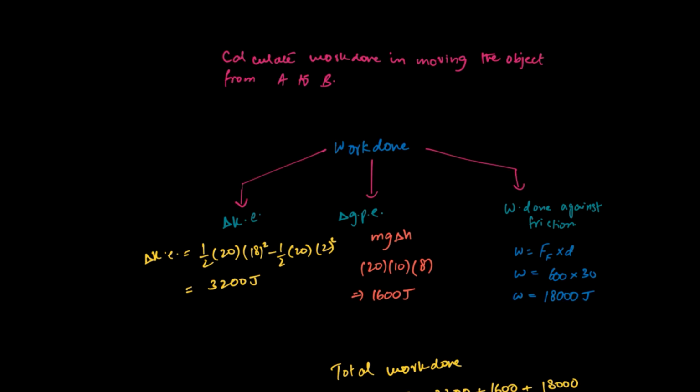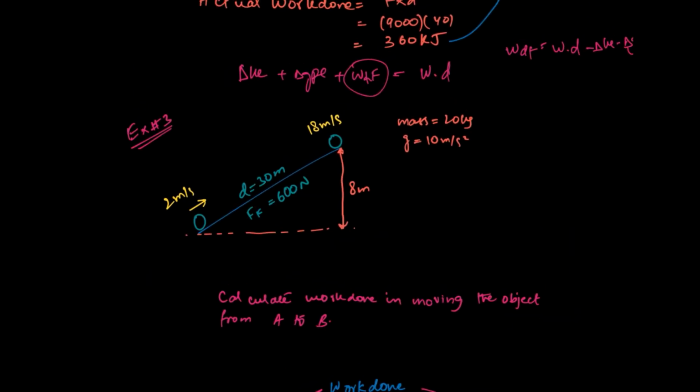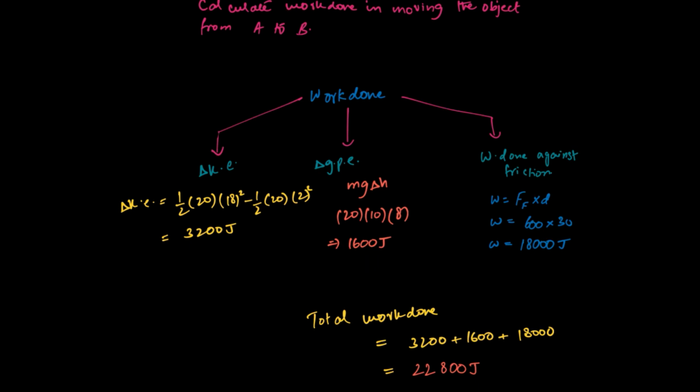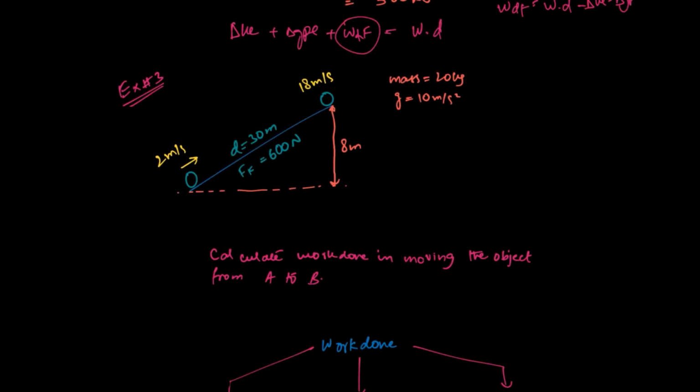The change in gravitational potential energy would be mass times the acceleration due to gravity times the change in height. The mass is 20 kilograms as given in the question, the acceleration due to gravity is 10 meters per second square, and the change in height is from 0 to 8, so 8 meters. Putting in the formula mg delta h, we get the answer 1600 joules. Then for the work done against friction, we know the frictional force is 600 newtons and the distance traveled is 30 meters.